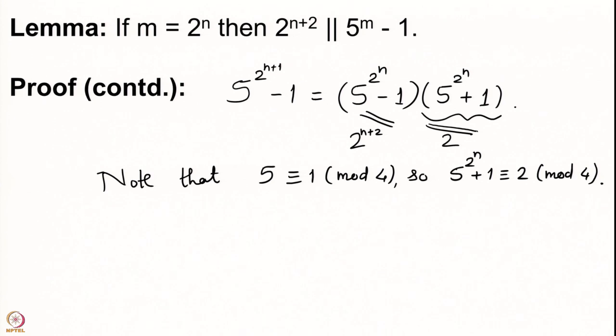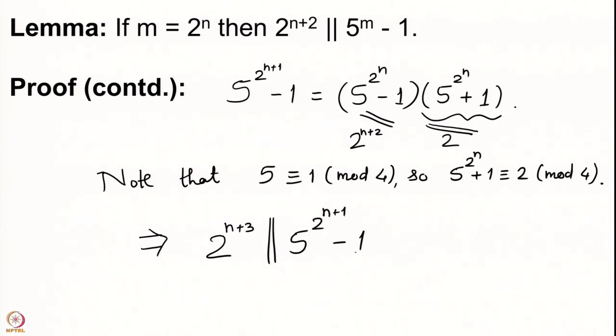the n plus 1. And so, collecting the powers of 2, we get that 2 to the n plus 3 divides 5 to the 2 to the n plus 1 minus 1. So, by induction we are done with this proof.